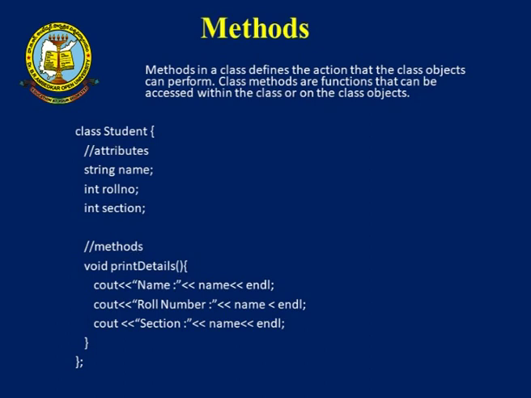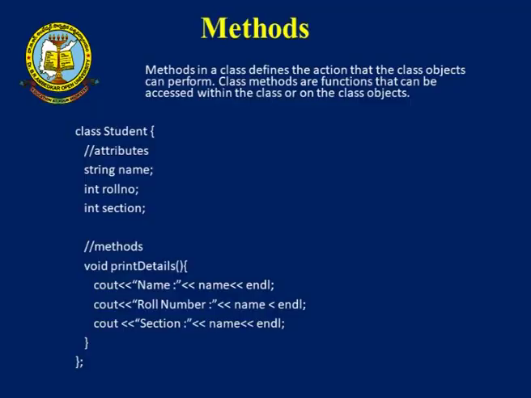So next one is the methods. Methods are member functions. What is the functionality of the methods or member functions? Using methods you can perform some actions within the class. What are those actions? Suppose you want to add two numbers, addition of two numbers, that is one action, subtraction of two numbers, that is one more action, division of two numbers, that is one more action. For these actions you can write the code within the methods.